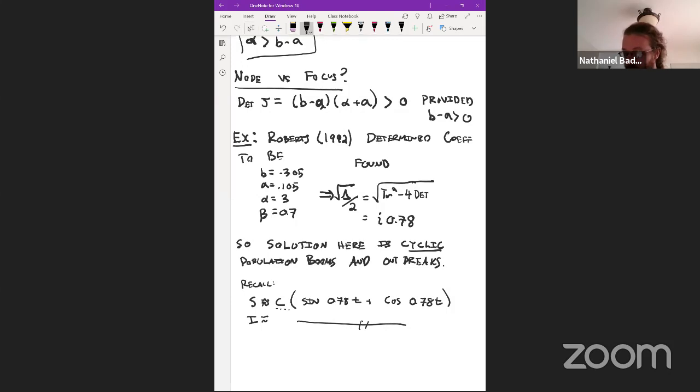So what this is telling us is that this calculation gives us the period of the outbreak. The solution here is cyclic population booms and outbreaks, and we can find the period just by omega being 2 pi over root delta over 2, which is about 7.97.